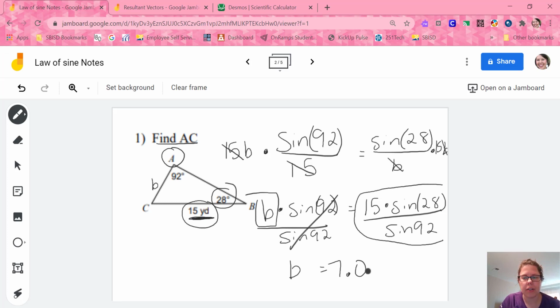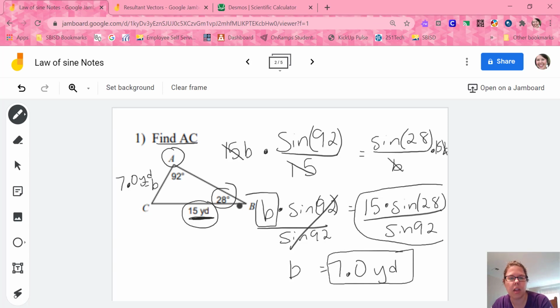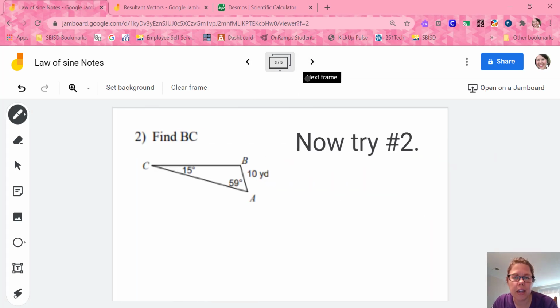We also need to include units here. What you're going to type in to Go Formative is 7.0 yards. So this side length here is 7.0 yards. Which makes sense because a larger angle measure is going to have a longer side, and a smaller angle measure is going to have a smaller side. So what I want you to do is go try number 2.